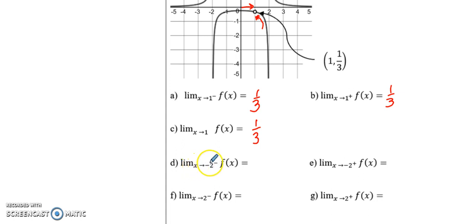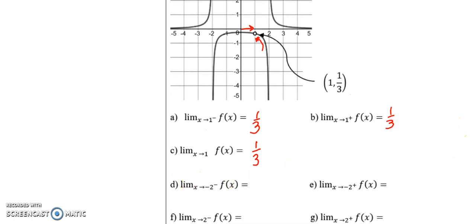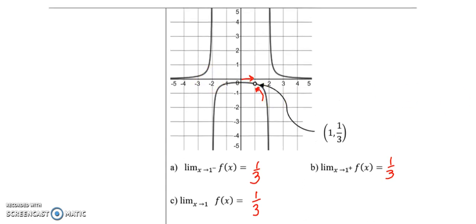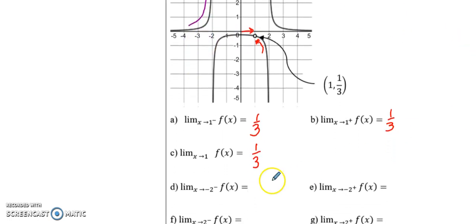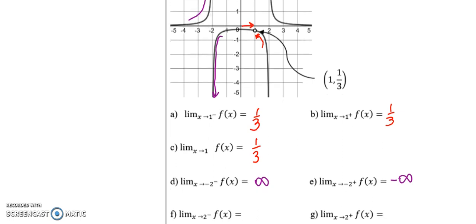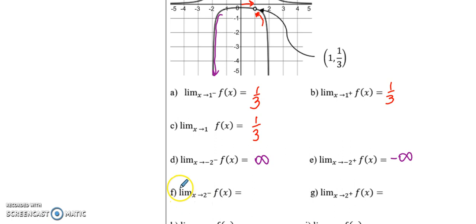Okay, how about D? As x approaches negative 2 from the left. So here's negative 2, the left side. Up. So that's as high a value as you could get. It's infinity. So what about when we approach negative 2 from the right? So here's negative 2, right side of negative 2. I'm just going to trace the graph. That's going down to negative infinity. By the way, is infinity a number? Exactly. It is not.